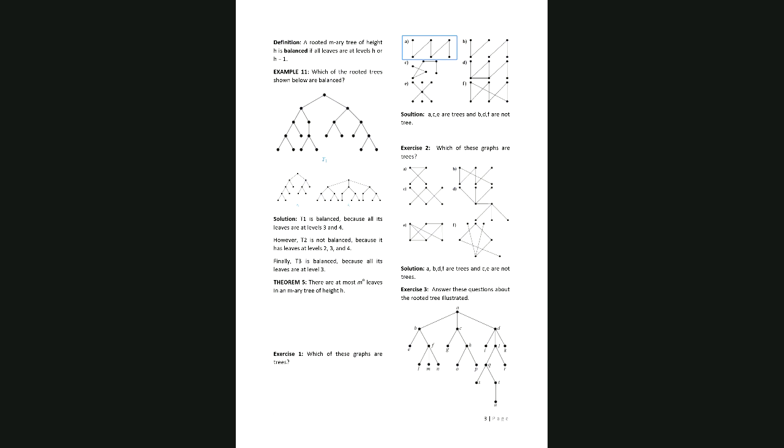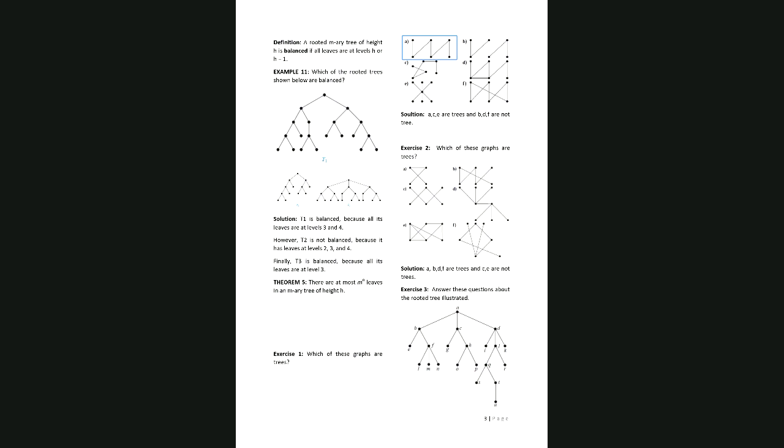Arrow majud, no. All these graphs A, B, C, D, E, F. No arrow means all are undirected graphs. So we only check it is connected and no circuit. Mean juz wahid and no circuit. Mafi circuit majud. Then it is a tree. Let's see here. A. This graph is connected and no circuit. So this graph is a tree.